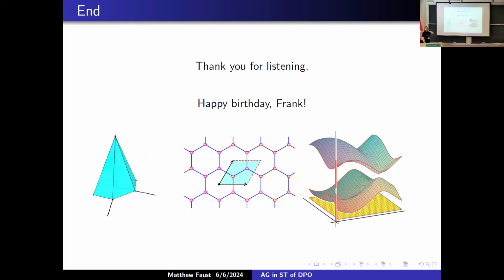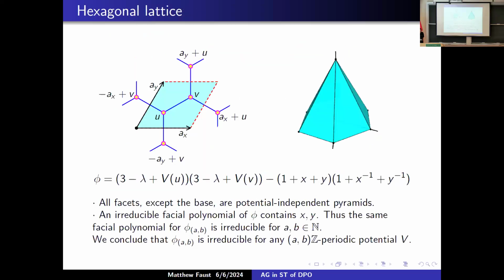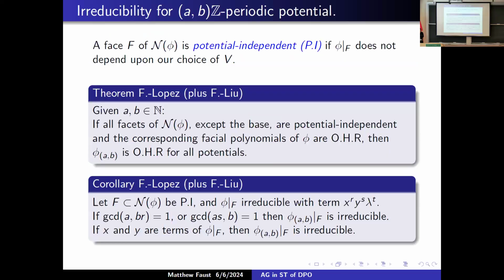The hypothesis on one of your main theorems is the existence of a monomial x to the r, y to the s, and lambda to t. How strong a hypothesis is that? Because it sounds like you need to know about the support of the polynomial.